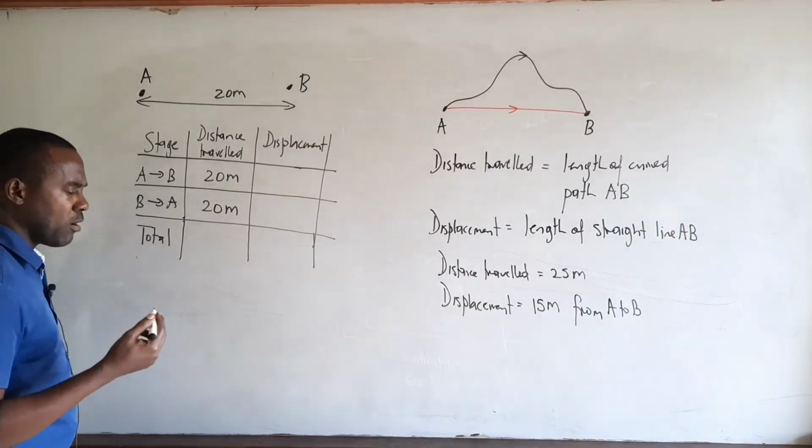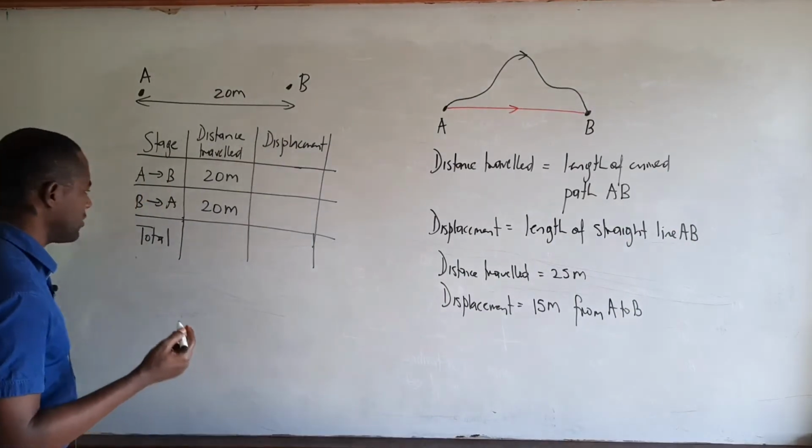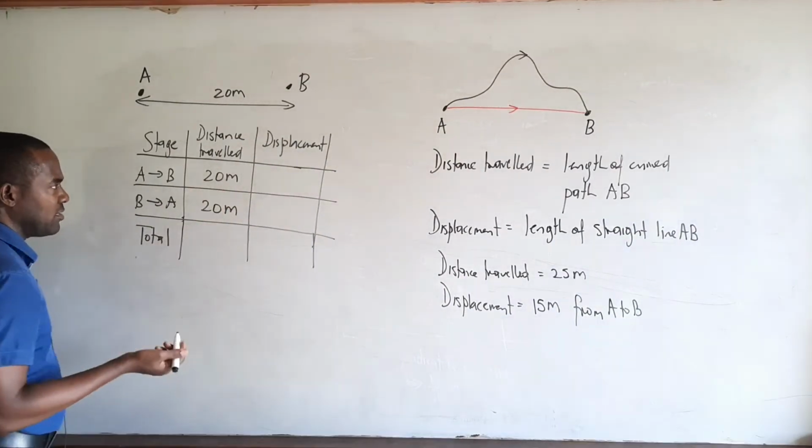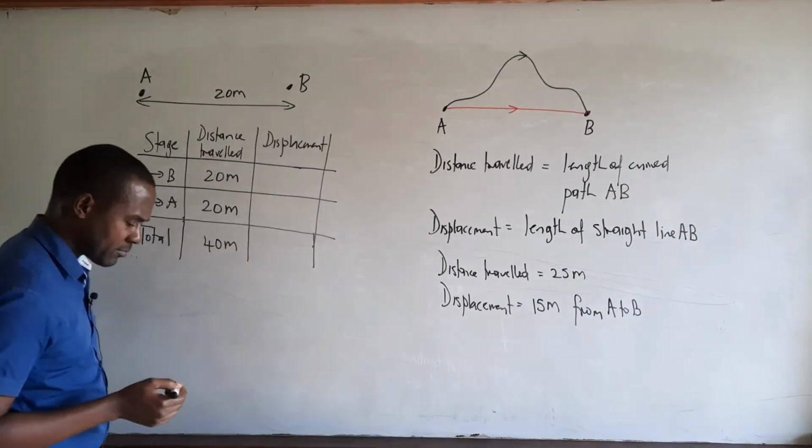And so if the person walks from A to B and back to A, then the total distance traveled is obtained by simply adding these 2. So this gives us 40 meters, right?